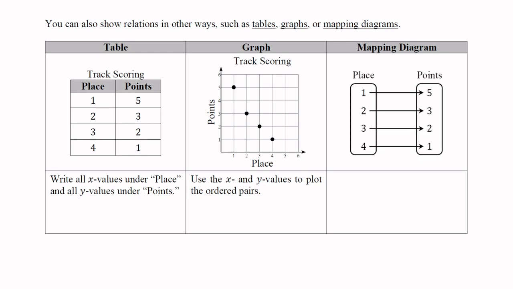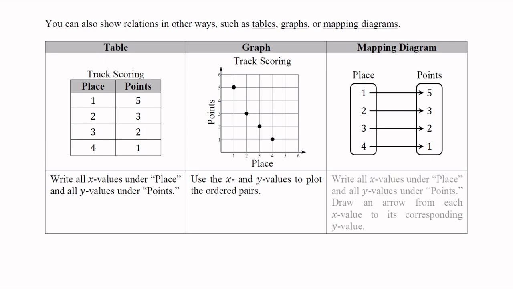In a mapping diagram, we're going to put all of our place values on one side and all of our points on the other side. That's our x values and our y values. And then we're going to draw an arrow from the x value to the y value. So first place is worth 5 points. So we have 1 being arrowed to 5. 2 is being arrowed to 3. An arrow goes from 3 to 2, and an arrow goes from 4 to 1.